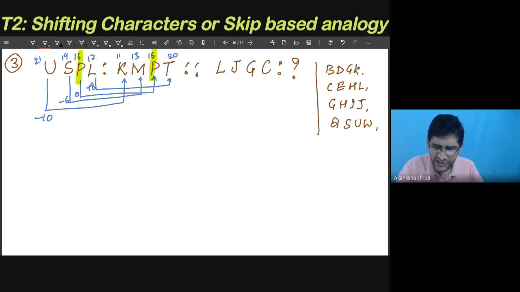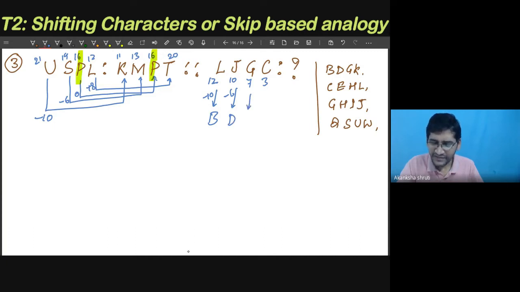So apply the change. L, write quickly for the L, 12, J, 10, G, 7, C, 3. Quickly shift it. So it is like our minus of 10. Minus 10 means 2, means like our B. J is our minus of 6. J minus 6 is our D.